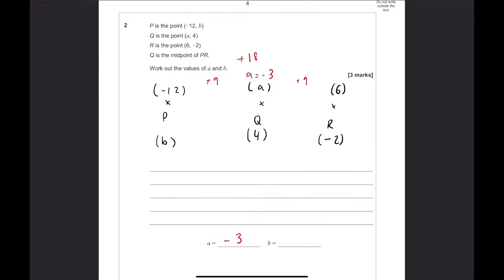Using the same idea, you notice to get from Q to R, they have taken away 6, which means to get from P to Q, they've also taken away 6. So B must equal 4 plus 6, which equals 10. And that is our final answer for that.